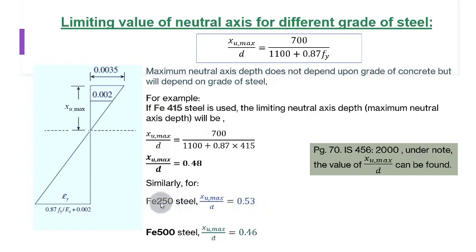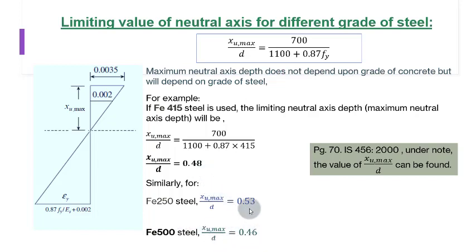What we have to do? For Fe250 steel, the yield stress of the steel is 250 Newton per mm square. Now this 250 Newton per mm square can be substituted in this equation for Fy. Now we can get Fe500 steel neutral axis depth XU max by D as 0.46.